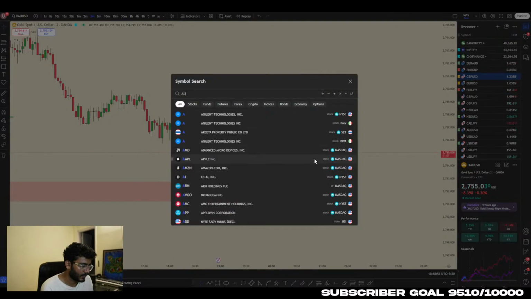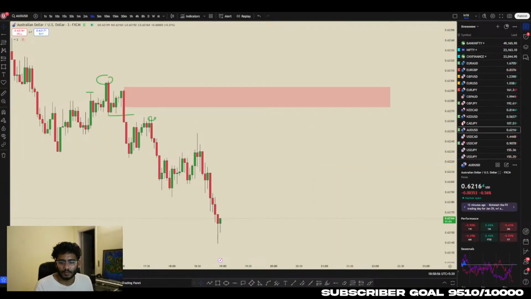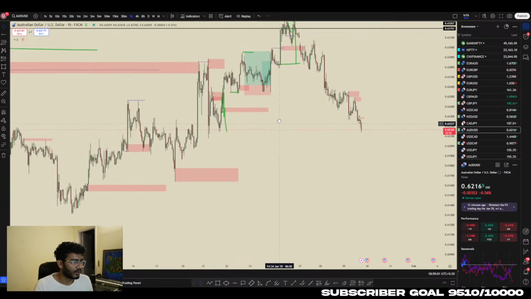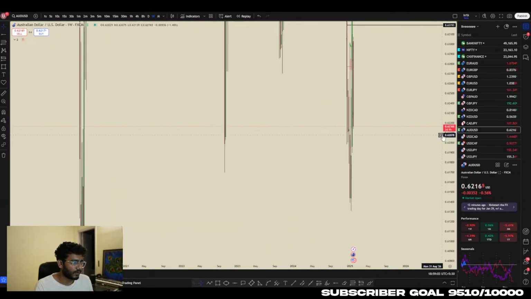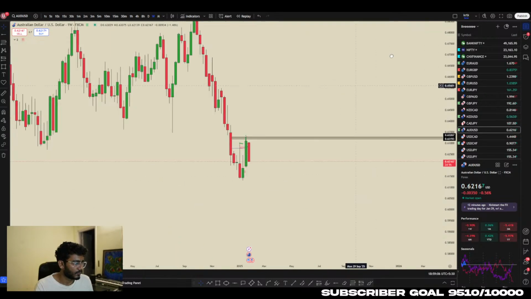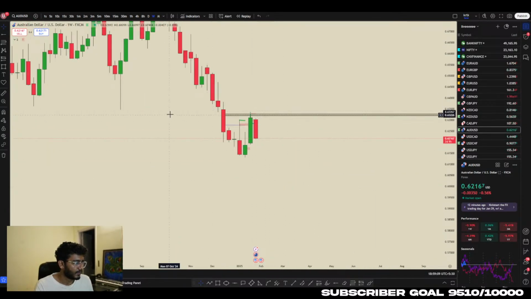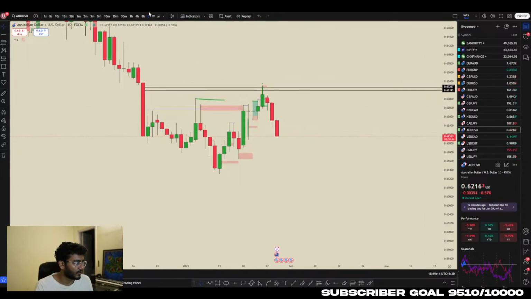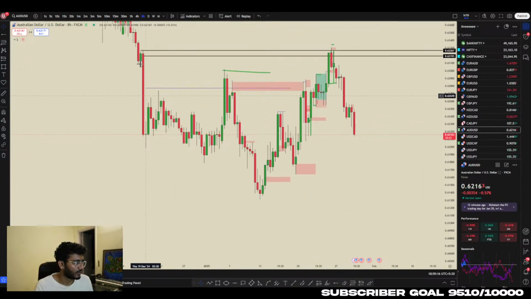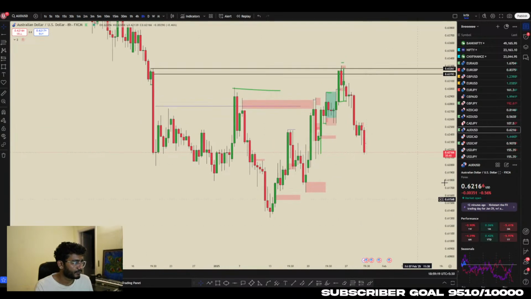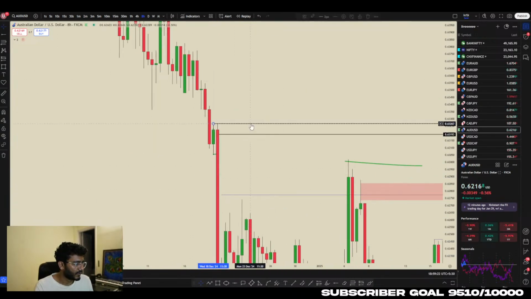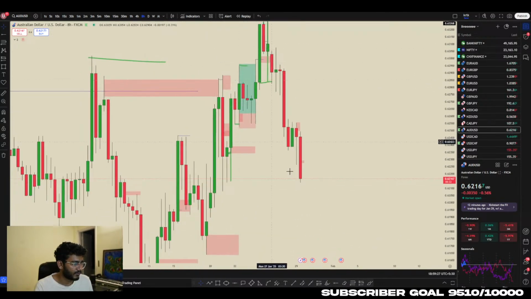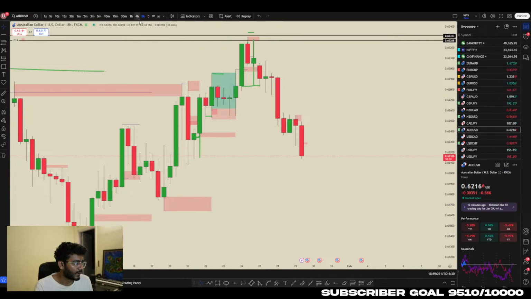AUD USD. AUD USD overall trend is going to the downside. So I think I've shared the analysis. From here we can see price tapped this area, like this was an FVG, and there is an order block on lower time frame. If you go to, okay, here on 8 hour we can see there's an order block. Price fulfilled this FVG. So price did not respect this order block. It actually fulfilled this FVG and then it started to go down. So overall trend is going to the downside.